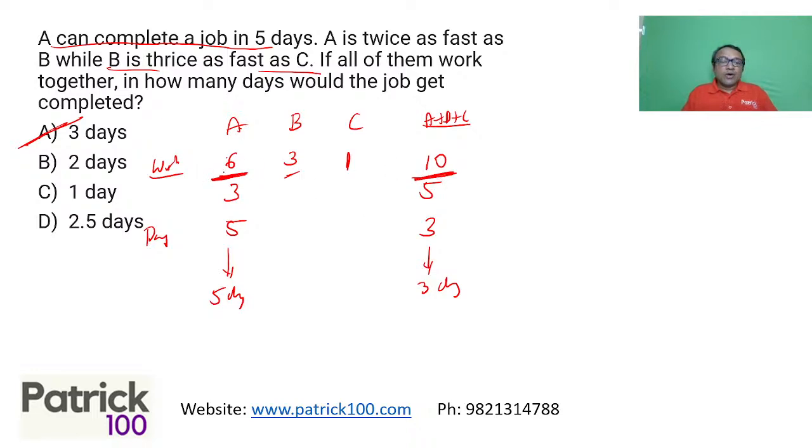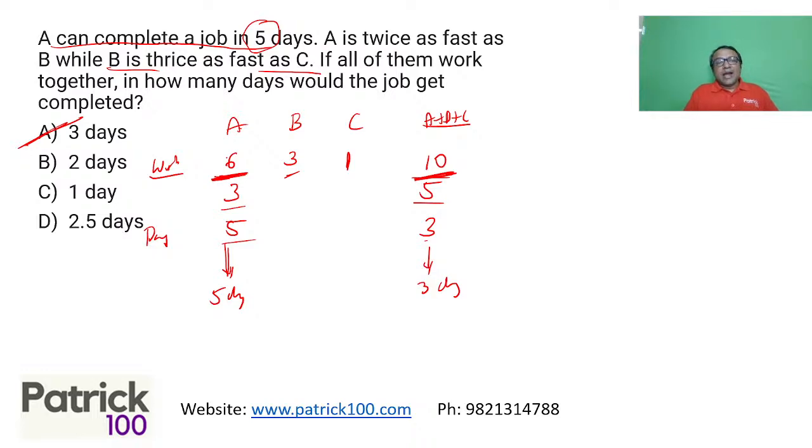So if you look at the amount of work done by A and A plus B plus C. Why do I take these two? Because they're given A and I have to find out all the 3. So work done is 6 is to 10, which is 3 is to 5. Days taken is 5 is to 3. So A alone takes 5 days. This 5 stands for 5 days, so automatically 3 will stand for 3 days. You get the answer as option A.